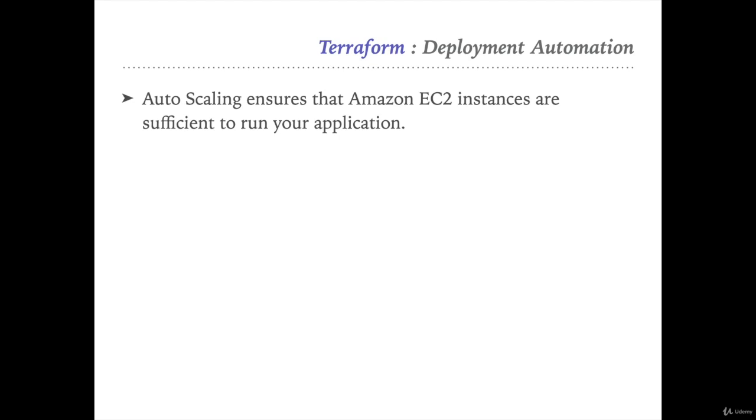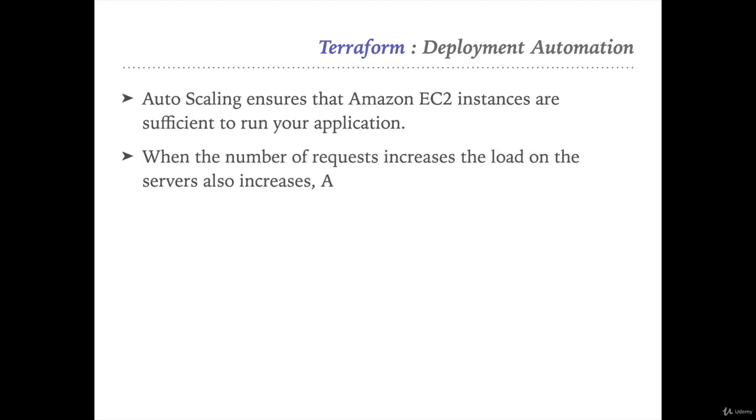We are not bound to run a fixed number of servers each time, right? It may be possible that we have low traffic and only two servers are running, and it may also be possible that we have peak traffic and 200 servers are running for my application. So auto scaling ensures that the Amazon EC2 instances are sufficient to run your application.